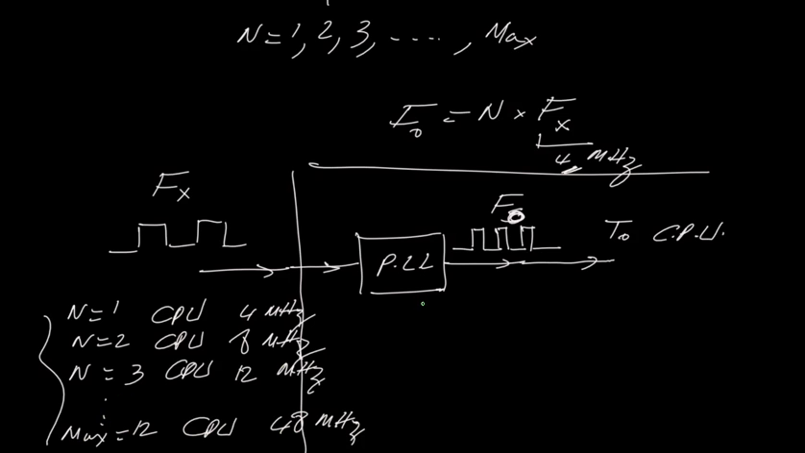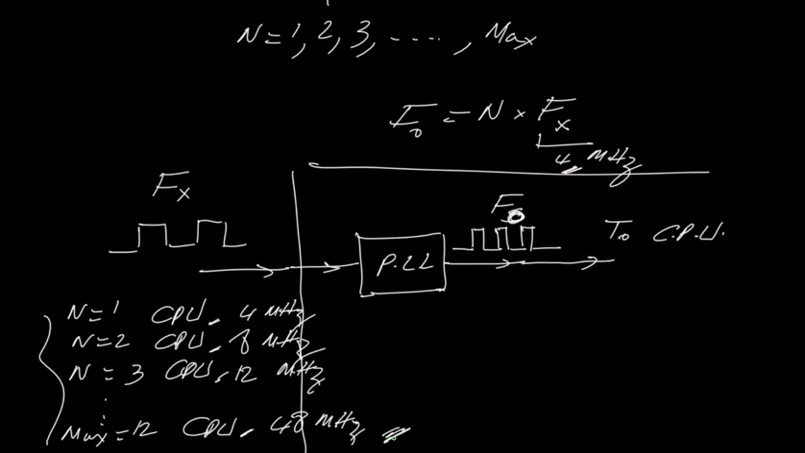Why isn't the crystal inside in here? Or why is this done this way? Well, now I have complete control over how fast the CPU runs, isn't it? It can run at 4, at 8, at 12, etc. So I have 12 possible CPU frequencies.